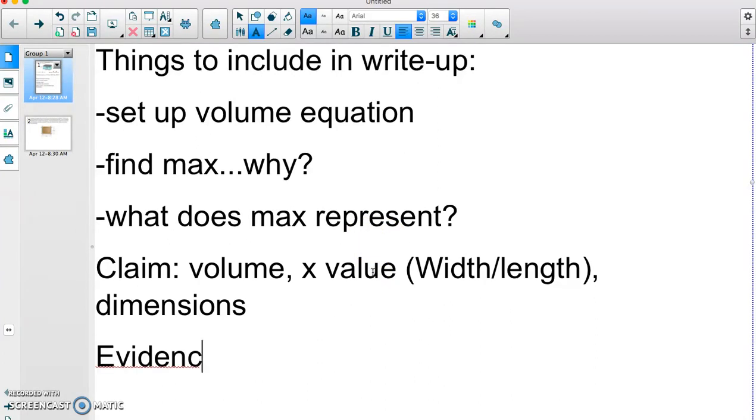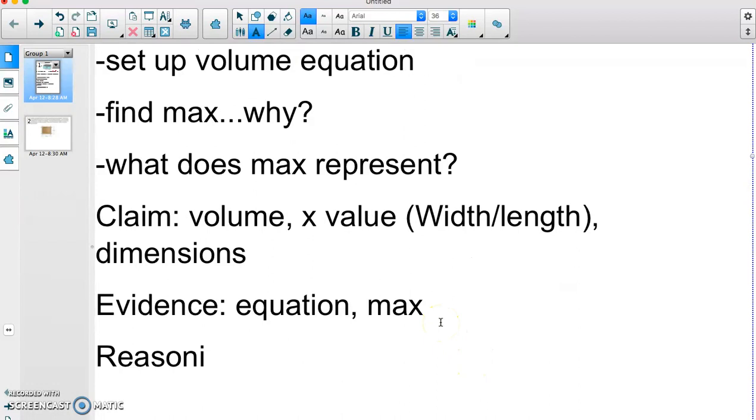My evidence then. Remember, evidence are your supporting pieces there. So my evidence was my volume equation, so I would want to talk about that. My other piece of evidence is my max. The evidence should support your claim. So my volume equation gave me the volume and the X value along with the max, which also gave me the dimensions.